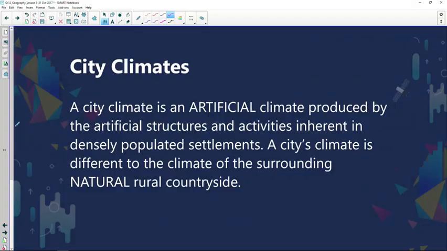Now, our next topic that we're going to discuss is city climates. City climates have a different climate than rural climates, because external factors play a role over here. So when we look at city climates, we refer to them as artificial. When we say artificial, it means it's actually fake. It's not real. The reason is that so much human activity creates warmer conditions than usual.